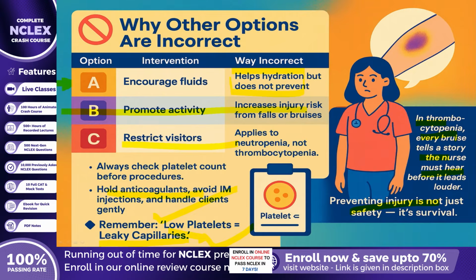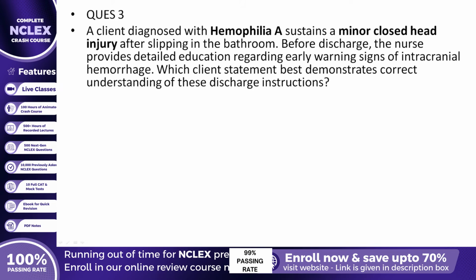Let us now move into an essential hematologic emergency scenario that highlights critical nursing judgment. A client diagnosed with hemophilia A sustains a minor closed head injury after slipping in the bathroom. Before discharge, the nurse provides detailed education regarding early warning signs of intracranial hemorrhage. The question asks, which client statement best demonstrates correct understanding of these discharge instructions?